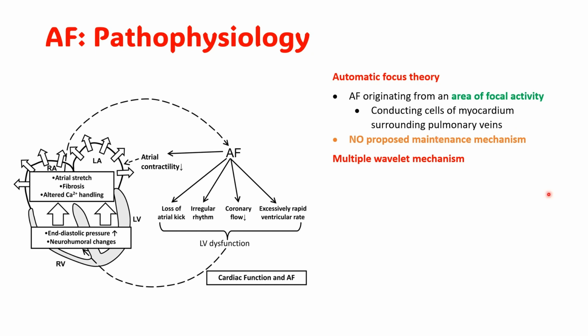And then we have these maintenance mechanisms. So in this first theory, the automatic focus theory, there isn't actually a proposed maintenance mechanism. And it's just important that I clarify what that actually means. So essentially, the area of focal activity is a trigger. So that's that initial ectopic focus of rapid firing. And then maintenance is typically when there's an alteration in the myocardium, which enables the abnormal electrical activity to continue.